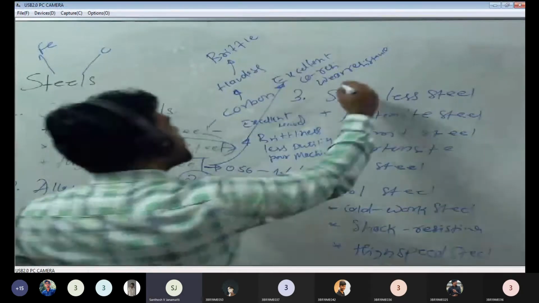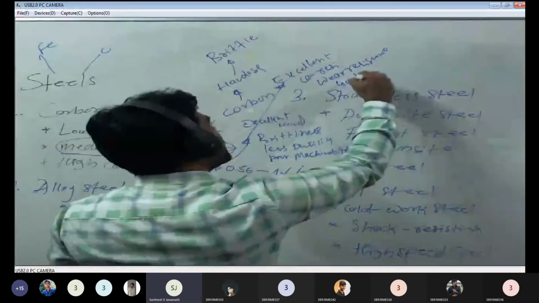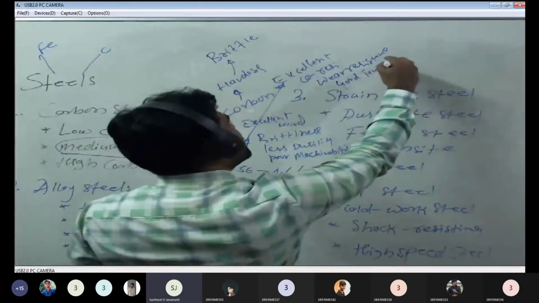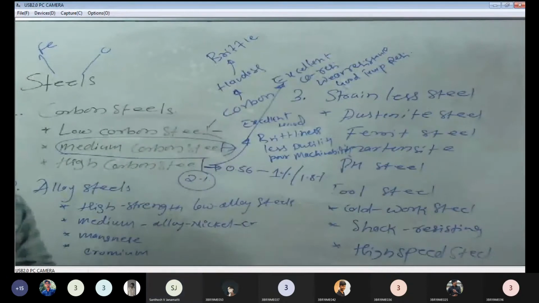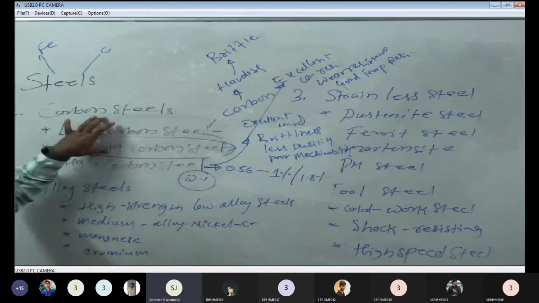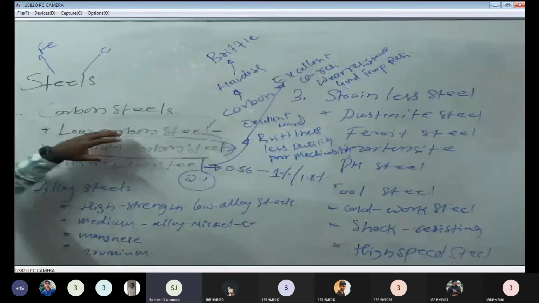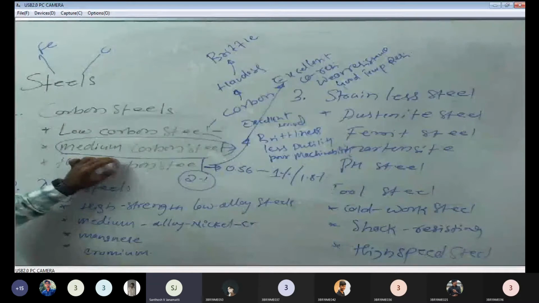Good temperature means good temperature resistance. This will work at elevated temperature. These two are in the room temperature. These will come under the cold working processes. This will come under hot working processes.